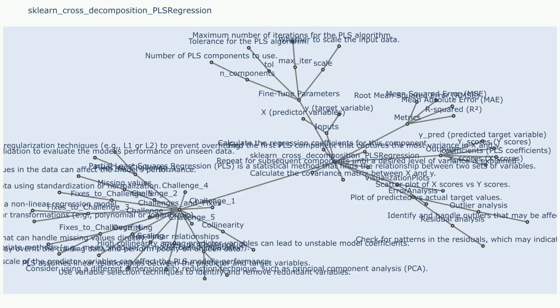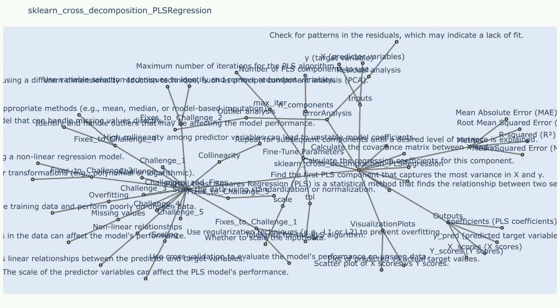Uncertainty methods. Bootstrapping: resampling the data with replacement to estimate the variability of the model parameters and predictions. Cross-validation: splitting the data into multiple folds and training the model on different combinations of folds to assess its generalization performance. Challenges and fixes.